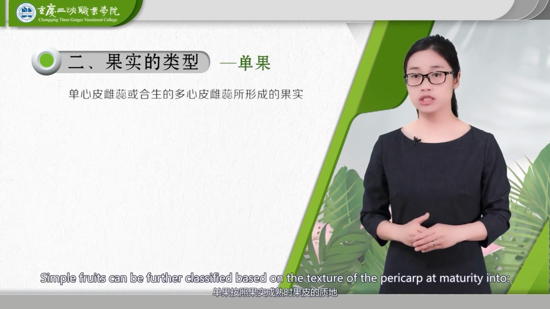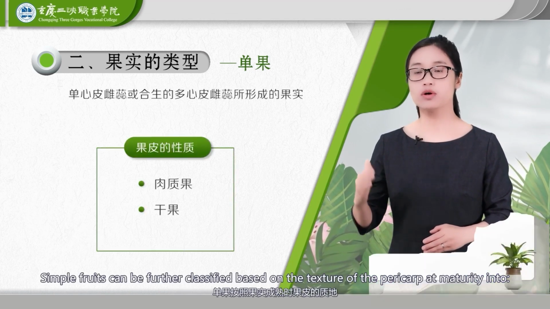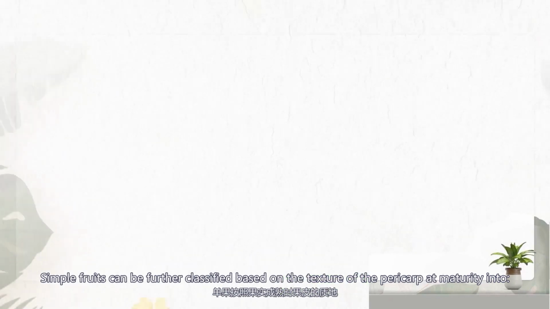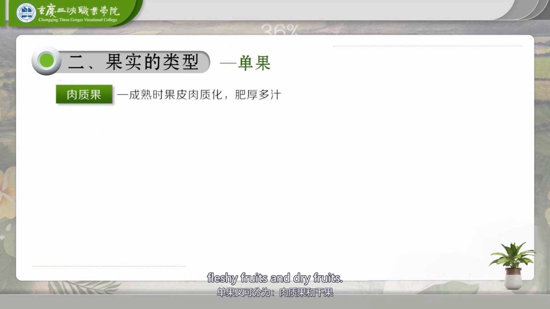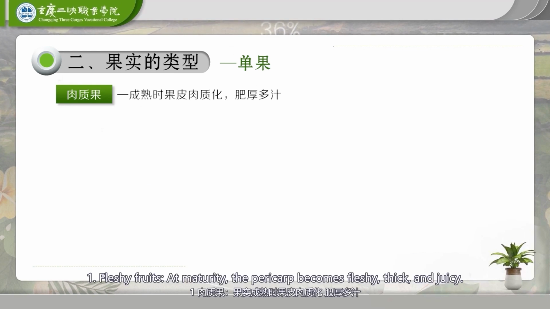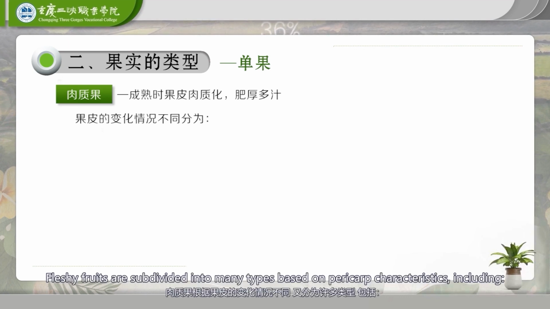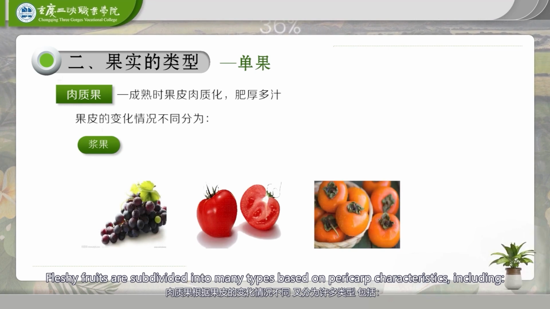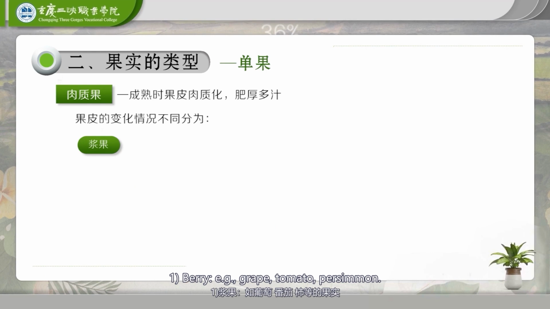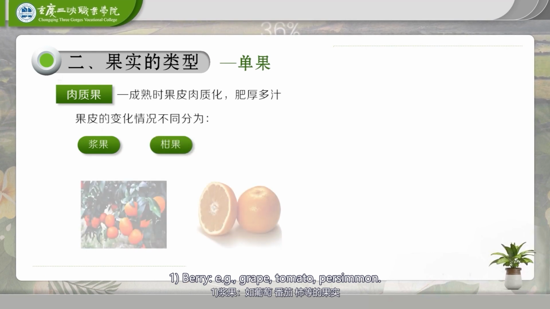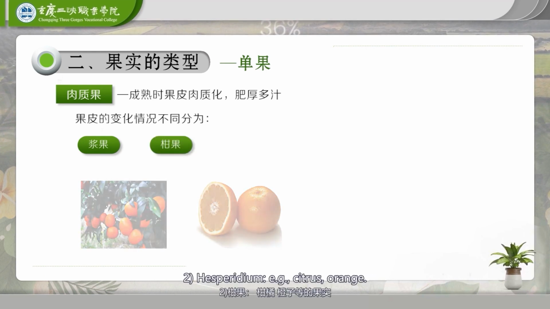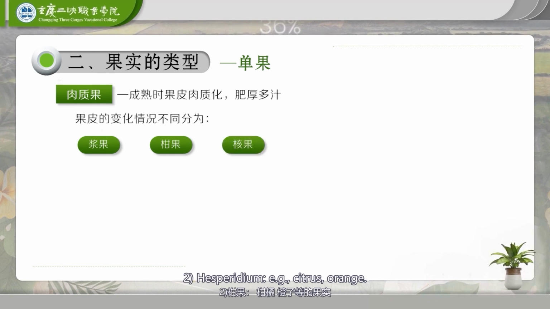Simple fruits can be further classified based on the texture of the pericarp at maturity into fleshy fruits and dry fruits. 1. Fleshy fruits. At maturity, the pericarp becomes fleshy, thick, and juicy. Fleshy fruits are subdivided into many types based on pericarp characteristics including 1. Berry, e.g. grape, tomato, persimmon. 2. Hesperidium, e.g. citrus, orange.